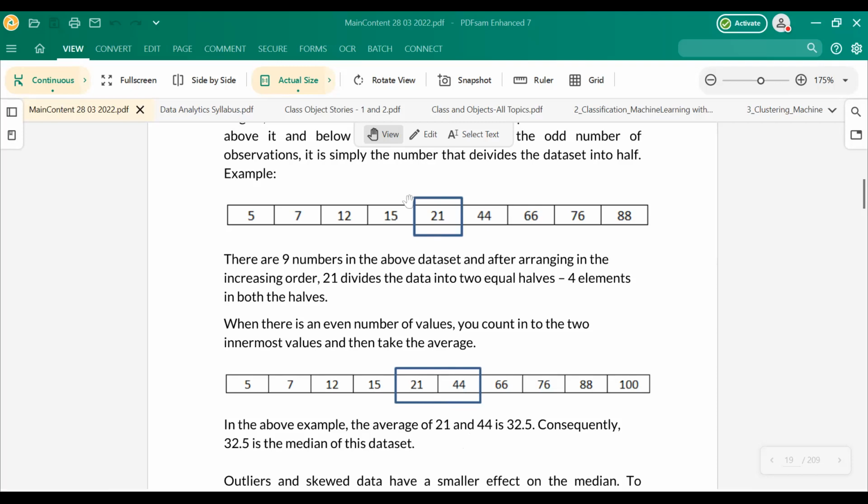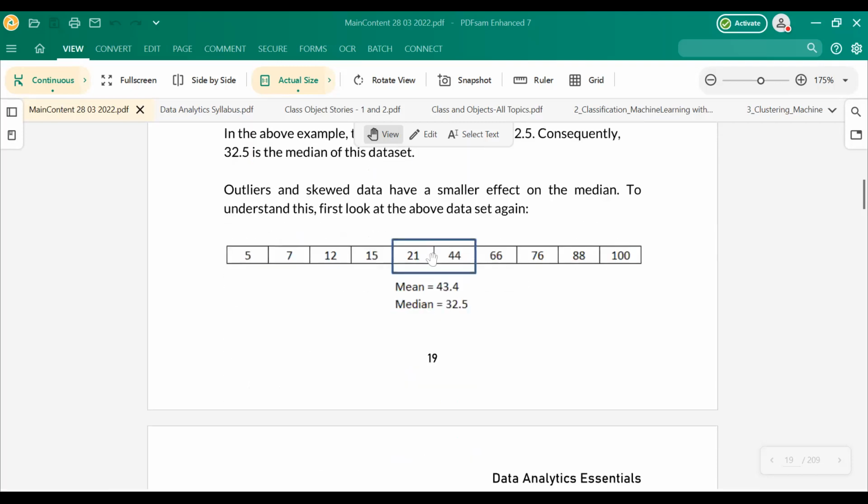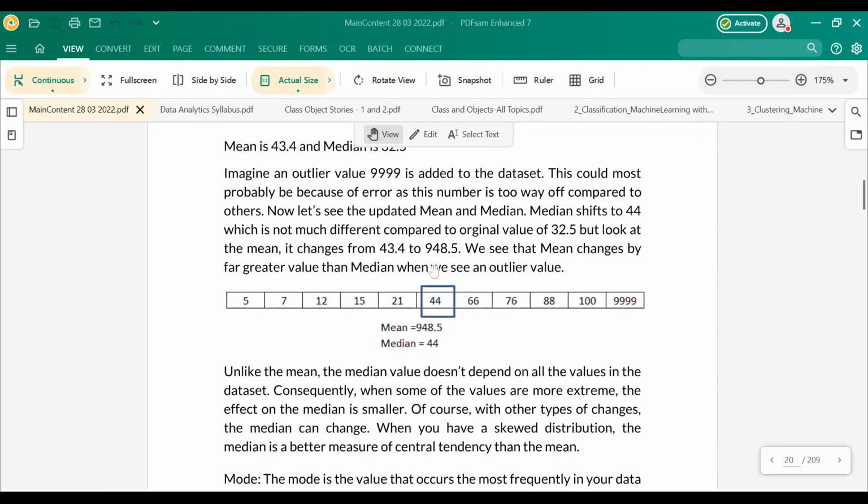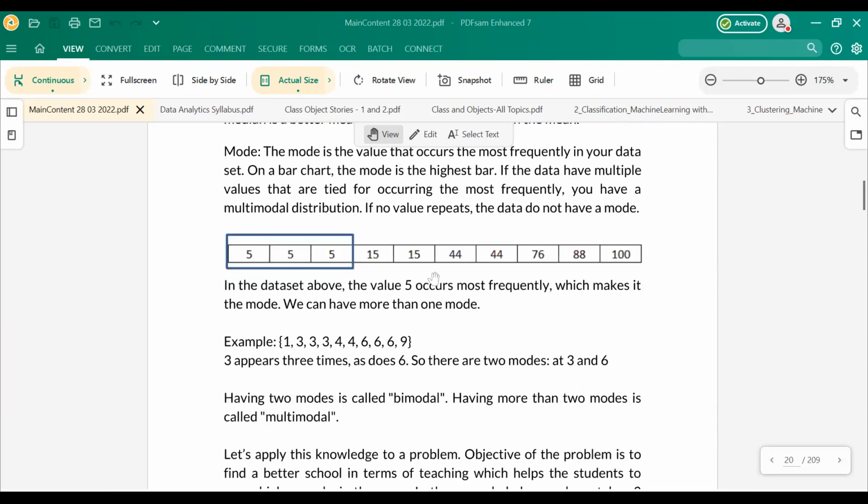So we know what is mean, what is median, and mode is about the maximum occurring number. So if this is the data set, which number is occurring the maximum number of times? 5. 5 is occurring thrice. So you have 5, which is the mode of this data set. 15 is occurring twice, 44 is twice. So of course these are not your mode, this is your mode.